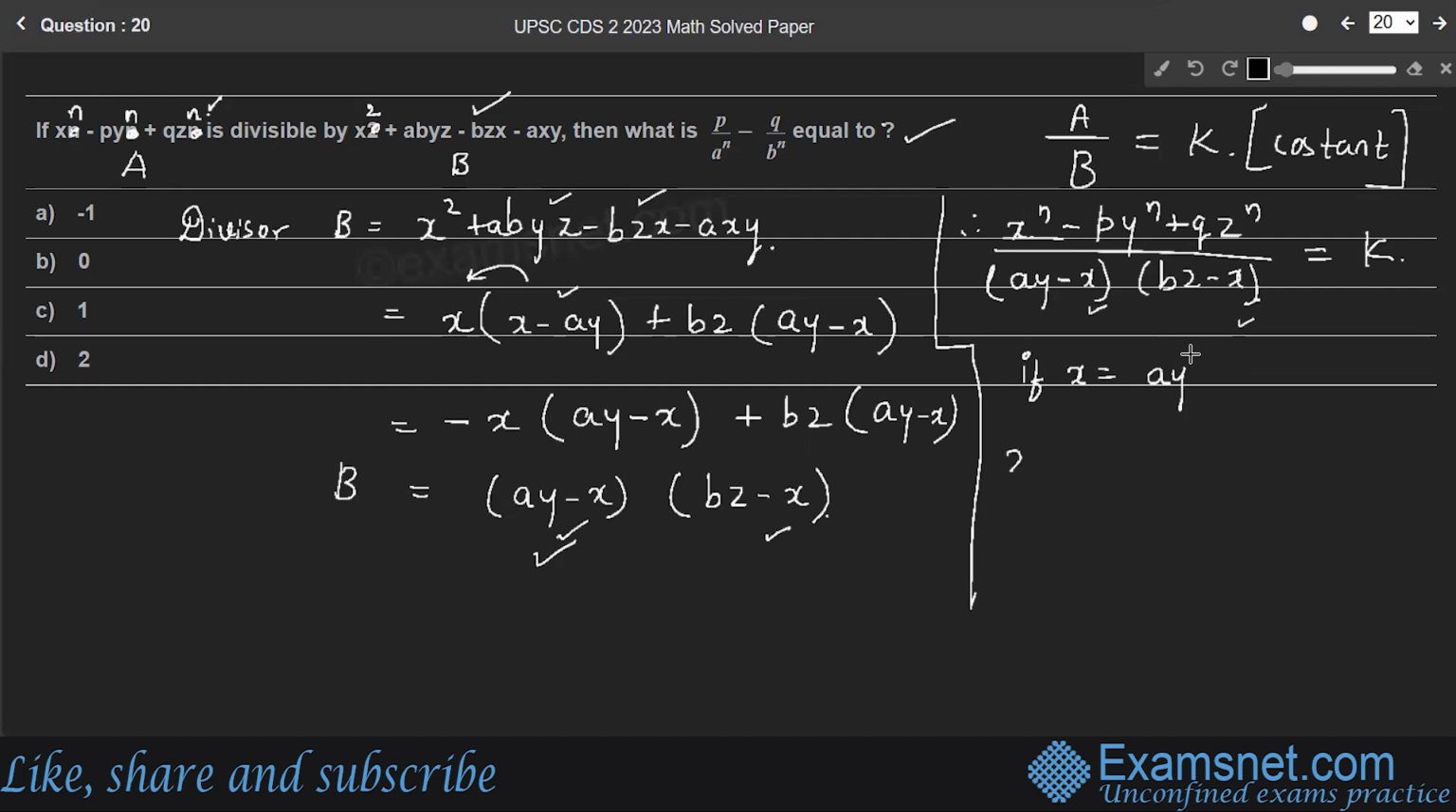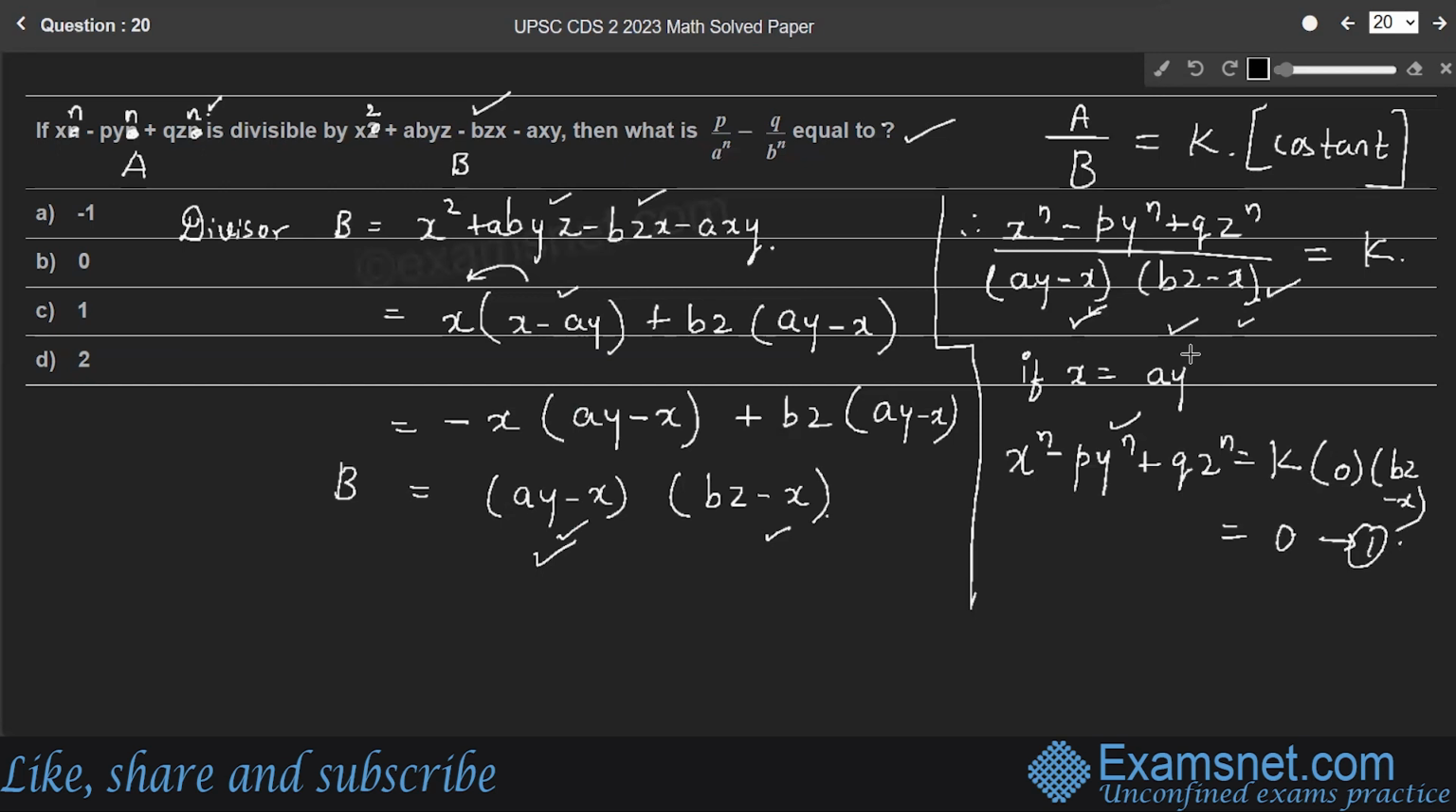We'll consider the expression x raised to n minus py raised to n plus qz raised to n becomes a constant k into these two terms, where one of the terms is 0 and bz minus x is the remaining term, right? Therefore, it becomes 0. If x is equal to ay, x raised to n minus py raised to n plus z raised to n becomes 0. So, we'll consider this as equation 1.